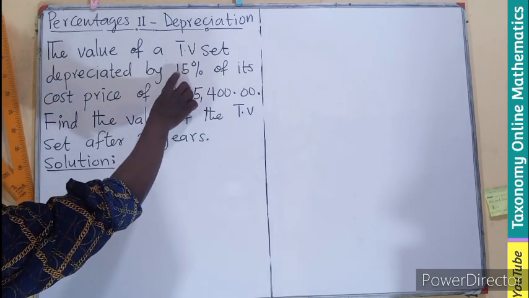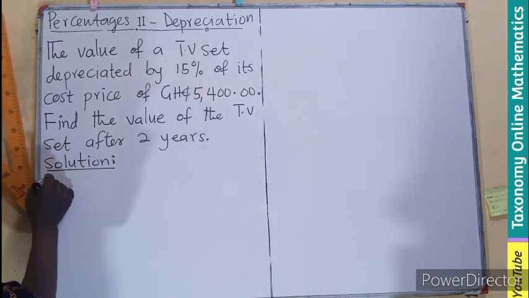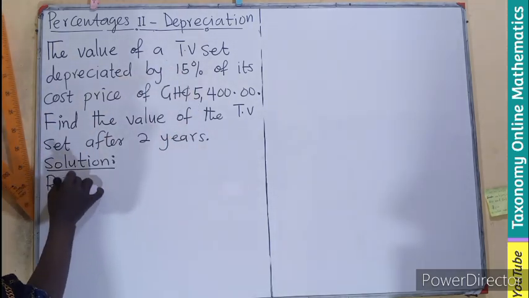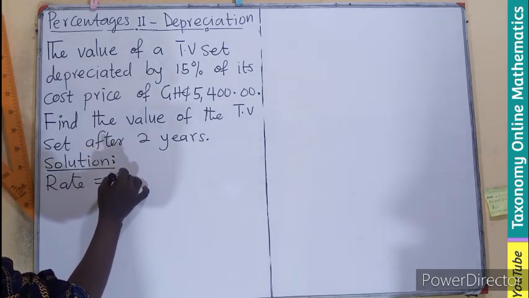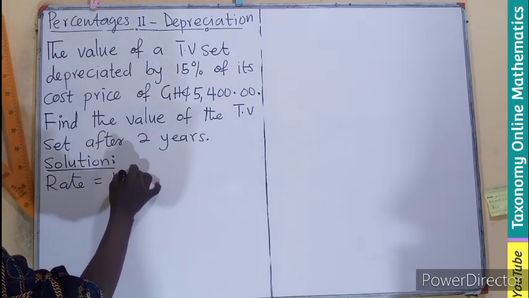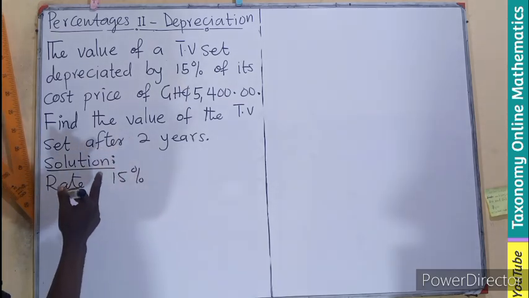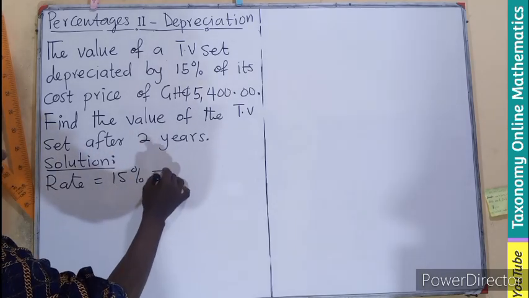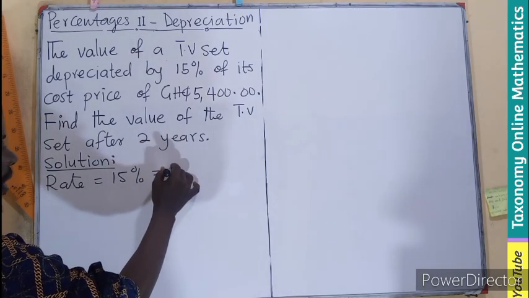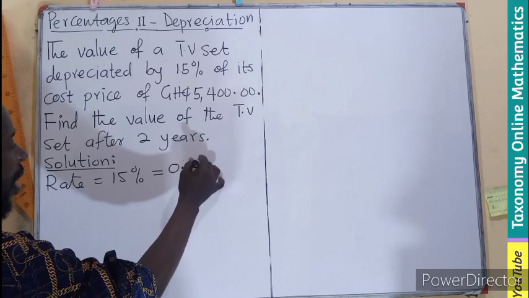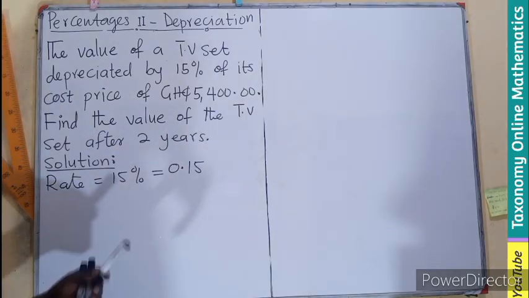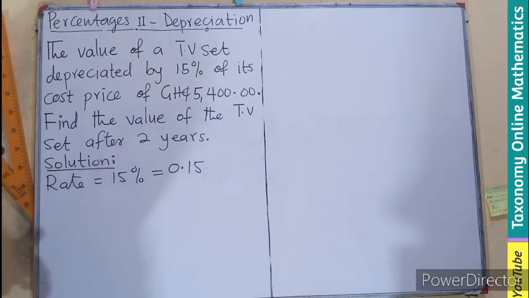We have the rate of depreciation. Let me just name it rate. It is given to us as 15%. Remember, this 15% is also 15 over 100, as 0.15. That could be the value we can have.